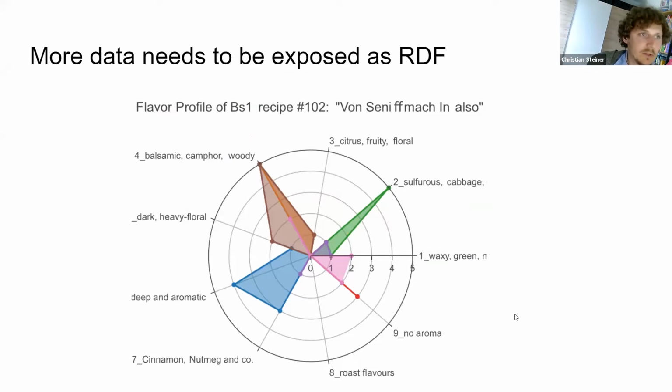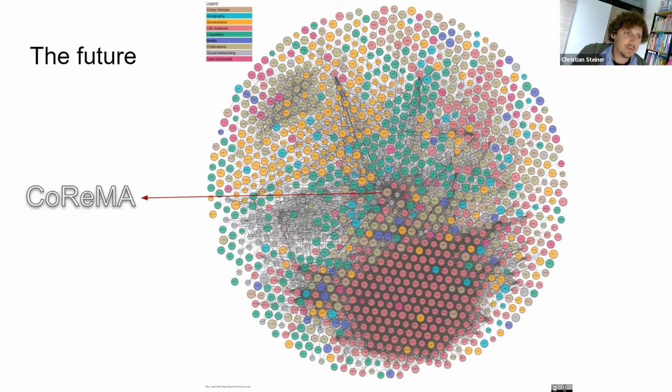So this is where the future should bring us. People should expose their data as raw data, as RDF data, so we can reuse our data. And so this is where the future lies. CoReMA could be at the center of the linked open data cloud. We could start from one ingredient and reach out to all kinds of different domains and get all this information.